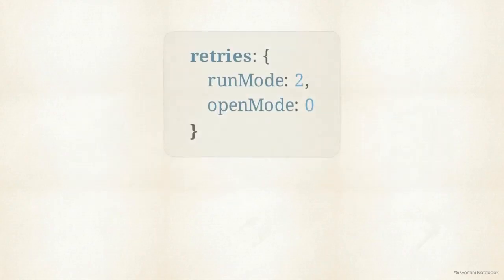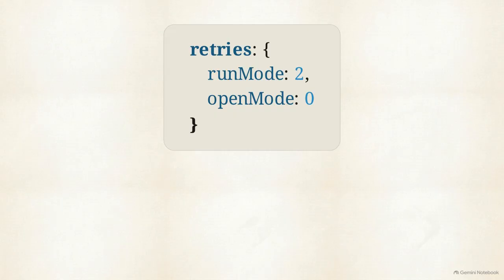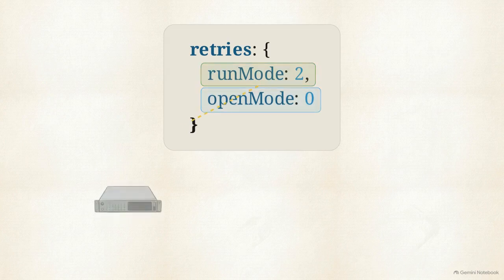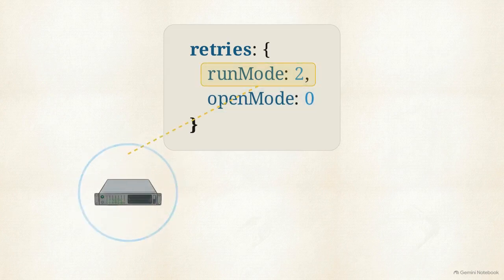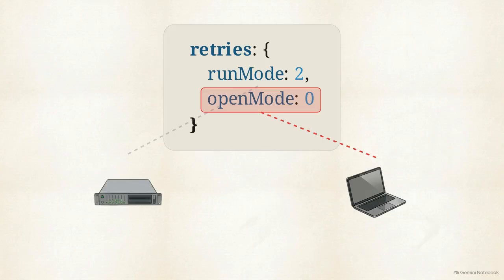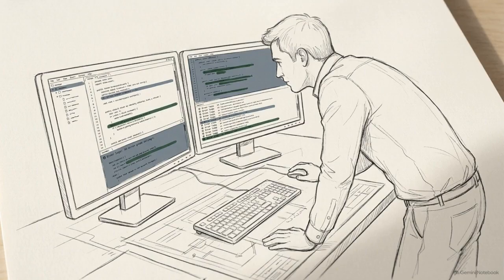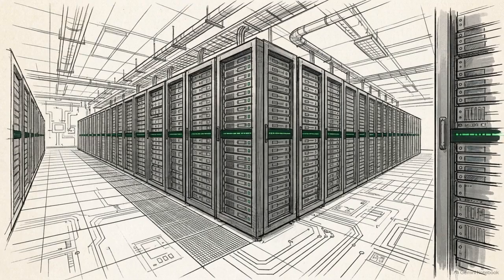We also use this hierarchy to split retry strategies based on the execution environment. This configuration shows 2 distinct parameters, run mode and open mode. Setting run mode to 2 ensures that headless CI pipelines will automatically retry failed tests, absorbing transient network blips. But open mode remains firmly at 0. Interactive local development needs to fail fast. Splitting these configurations prevents you from masking active regressions while you write code, while still maintaining stability when the suite runs unattended in the cloud.